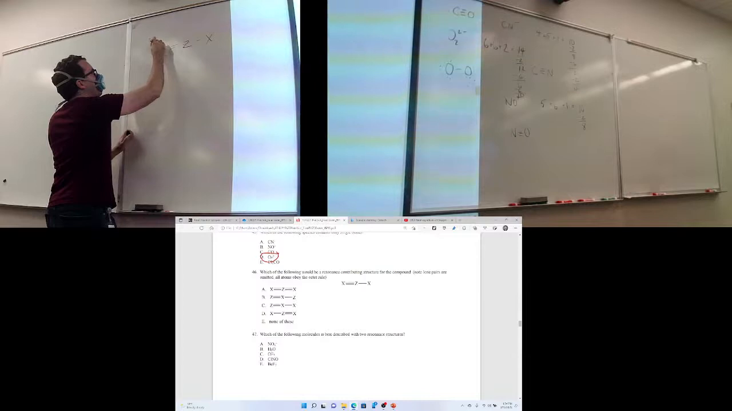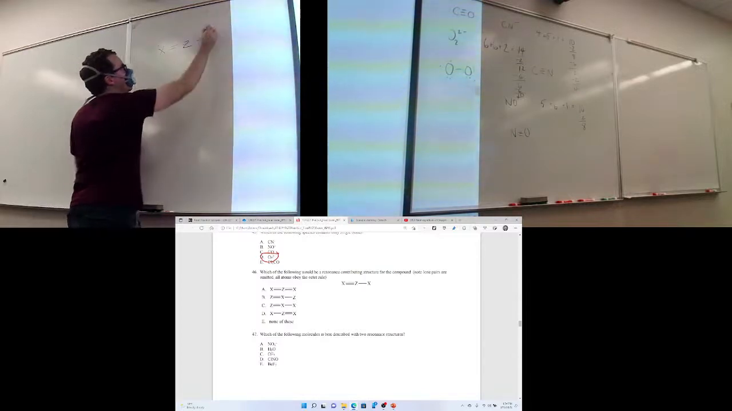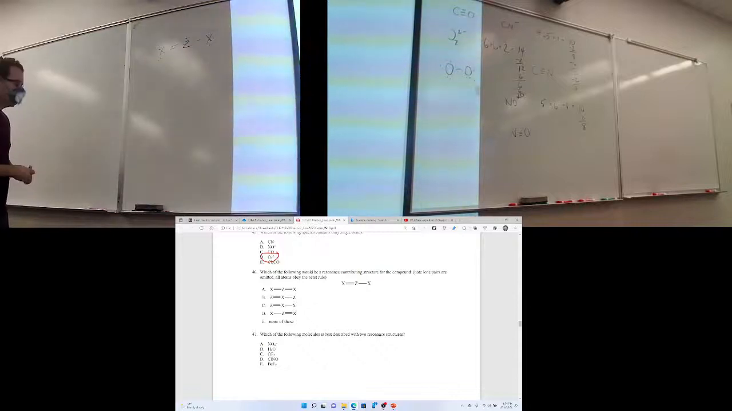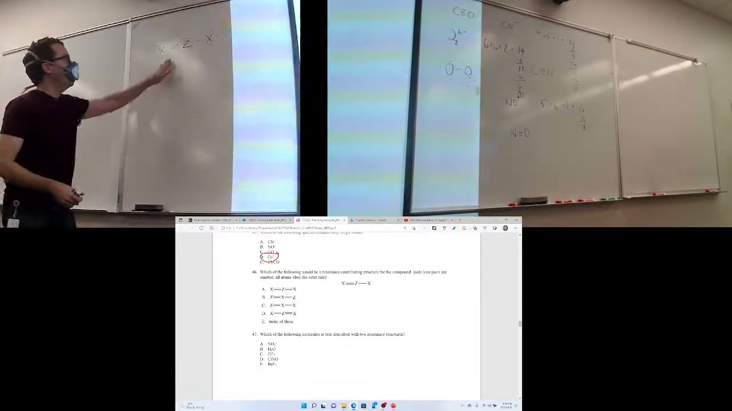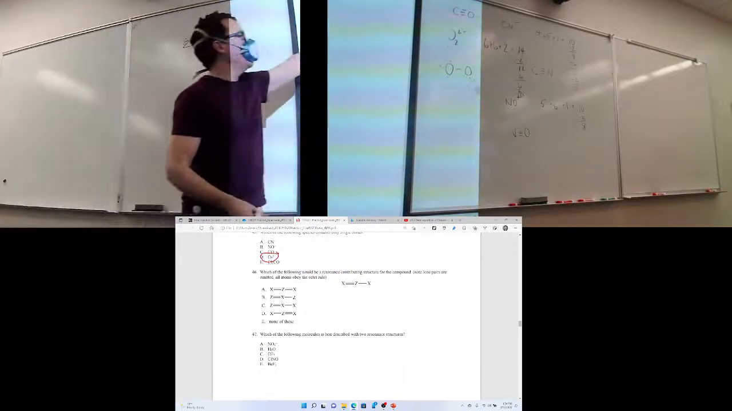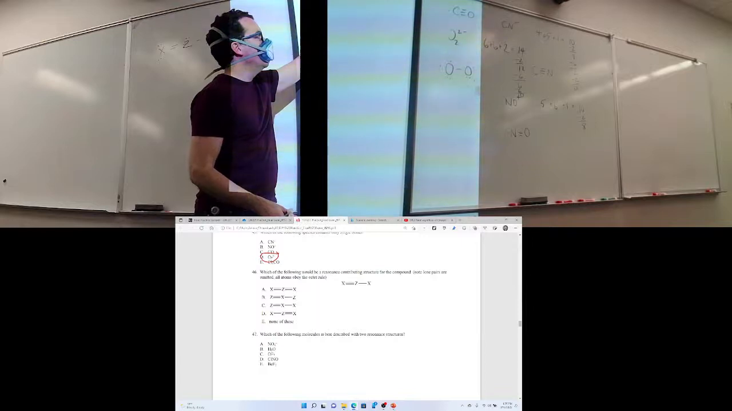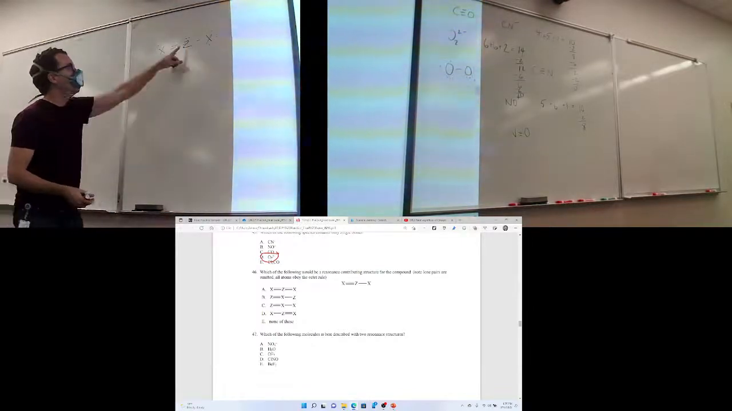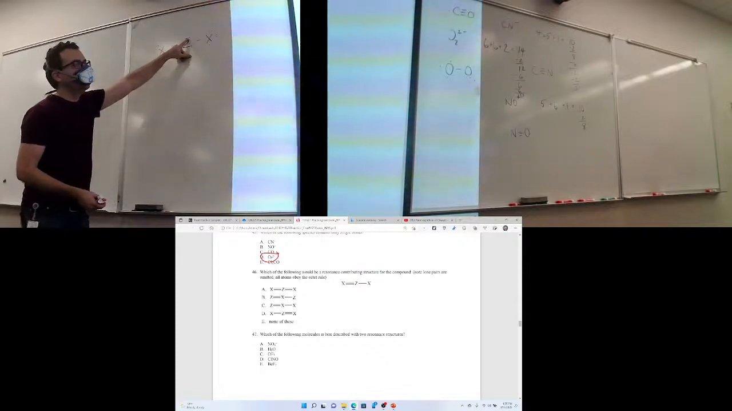So if everything obeys the octet rule, there are 2 lone pairs here, 3 here, and 1 there. The only other resonance structure that would make sense, you cannot move the atoms around. The Z has to be in the middle, so B and C are out. And if everything obeys the octet rule, we know there's a lone pair on this Z.